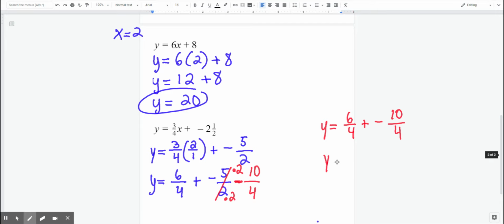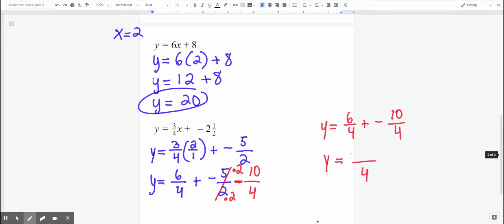So when we are adding or subtracting fractions, we're going to keep our denominators the same. So our denominator is going to stay 4. And we're going to apply the operation to the numerators only. So we have 6 plus a negative 10. We're adding mixed sign numbers. We're going to take the sign of the larger number.